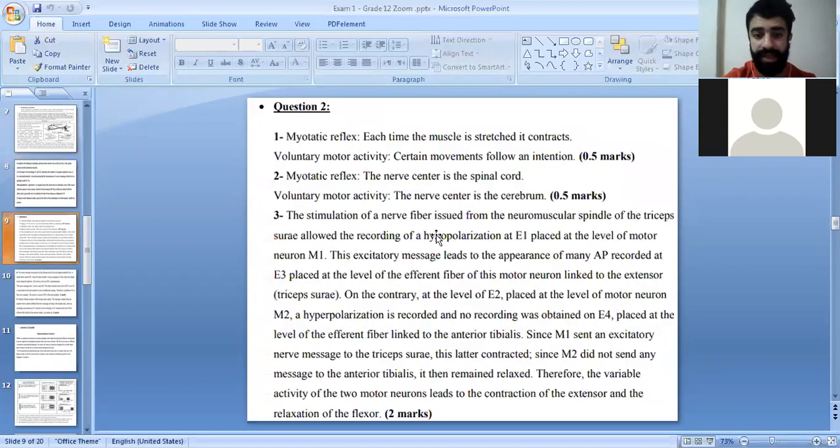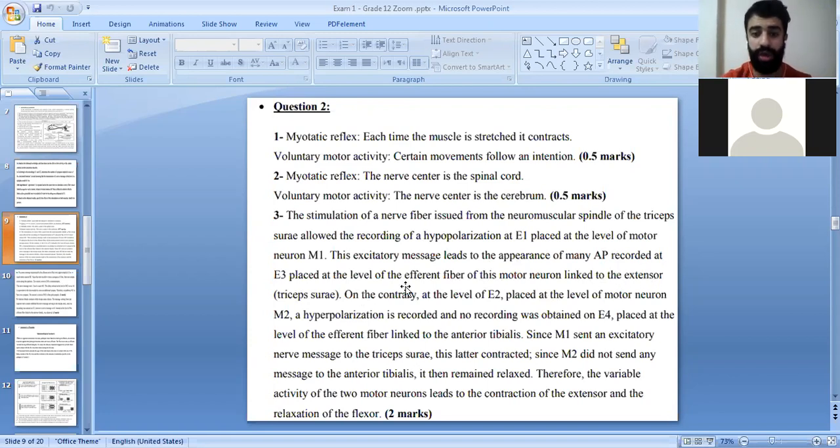The stimulation of the nerve fiber issued from the neuromuscular spindle of the triceps surae allowed the recording of hypopolarization. So this is important to say: hypopolarization at E1, at the level of the motor neuron M1. This message is an excitatory one. Why did you say that this is an excitatory one? Because this leads to the appearance of many action potentials recorded at the level of E3, at the efferent fiber linked to the triceps surae, which is the extensor.